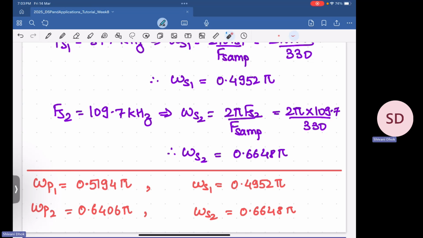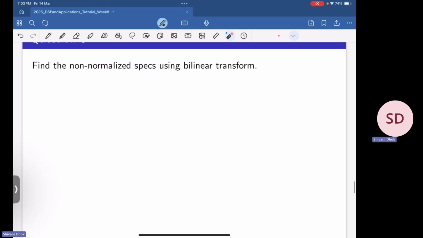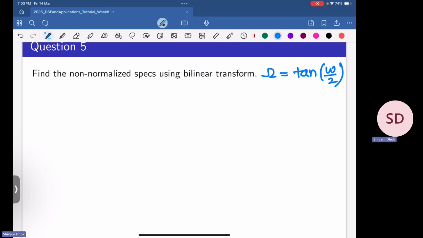Okay. If there are no questions, then let me move on to the next question. Now what we need to do is find the non-normalized specifications using bilinear transform. Since we have non-linearities coming due to bilinear transform, we need to undo them. In order to do that, we need to use bilinear transform. So here we will be using capital omega as tan of little omega by 2.